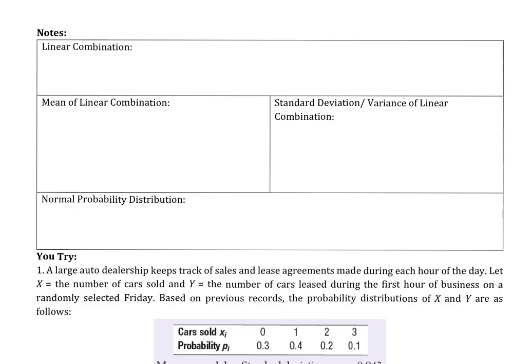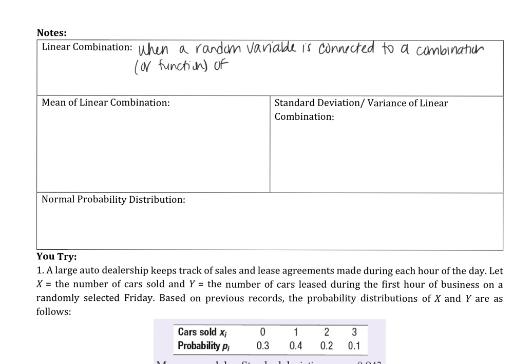So on the back page, we kind of saw a linear combination in action. Let's get down some formal definitions now. A linear combination is when a random variable is connected to a combination or function of other random variables.